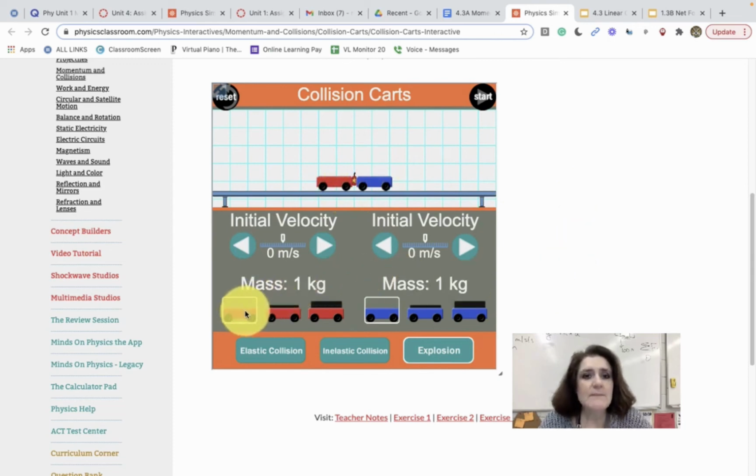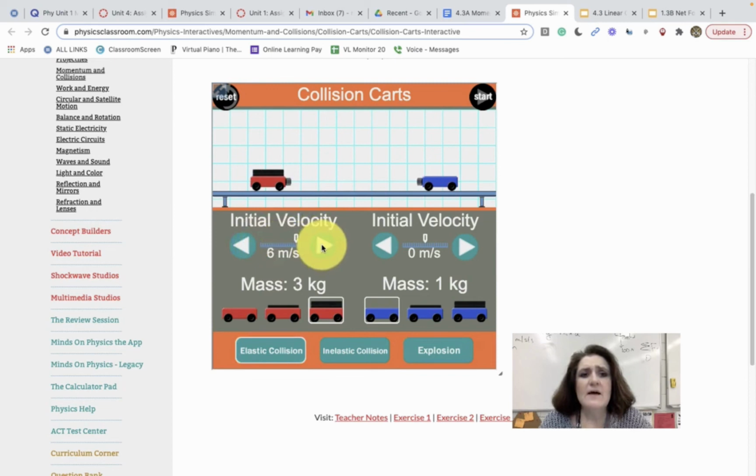You are able to set the mass of each cart as either 1, 2, or 3 kilograms. And the velocities, remember that direction does matter. You can set the velocities as being positive, meaning it's going to go to the right, or negative, it's going to go to the left.